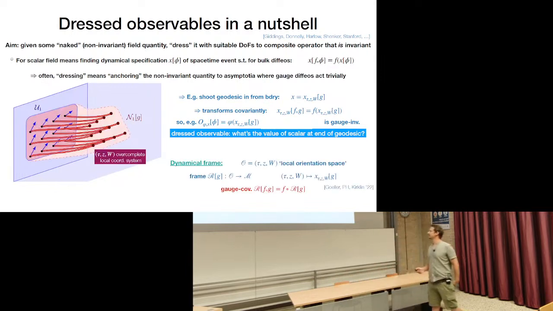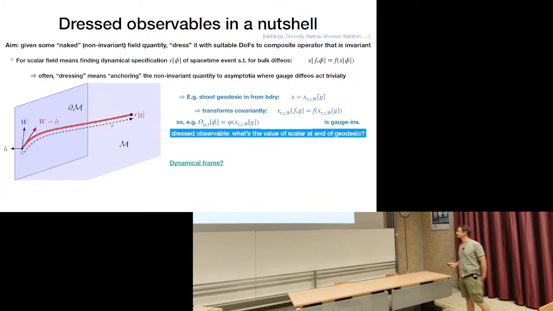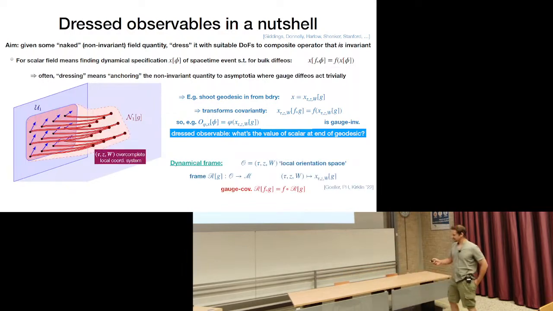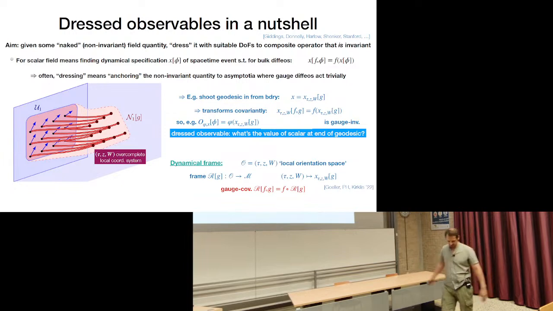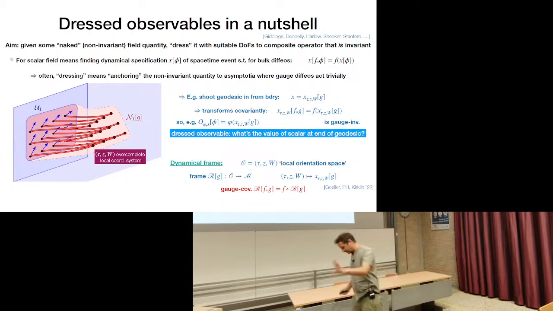Now the question is, can we actually relate that to dynamical frames? That's the additional step that we put on this. It's not a huge development, but it turns out to be quite useful. In this case, instead of just looking at a single geodesic, you can look at a whole congruence of geodesics shooting into the bulk, and then you can use these parameters to parameterize bulk space-time points dynamically.